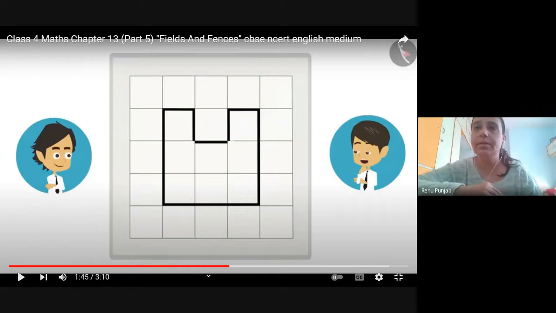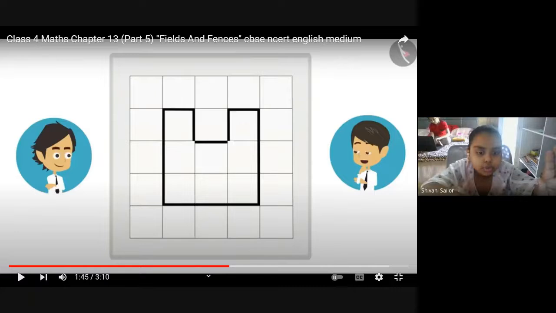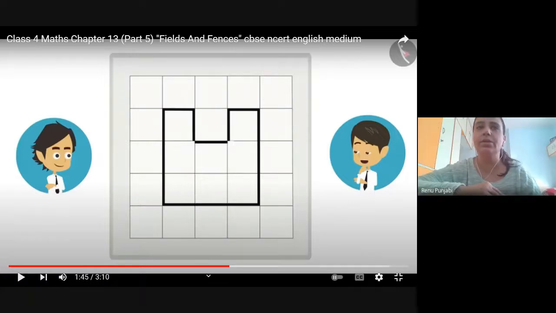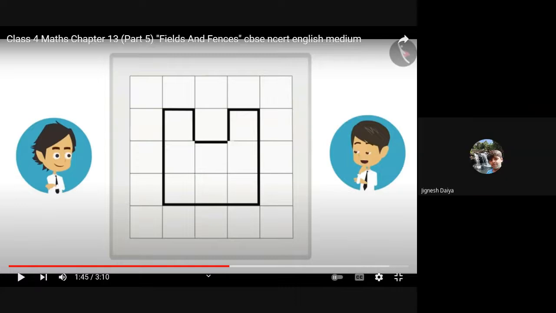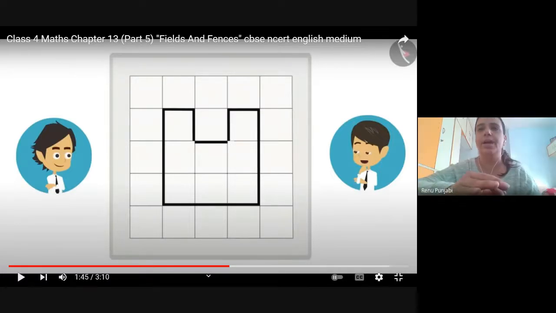What happened? Chat box is closed, ma'am. Ma'am, what is the unit? You can either use unit or centimeters. Okay, chat box is not available. Okay, it's open now.